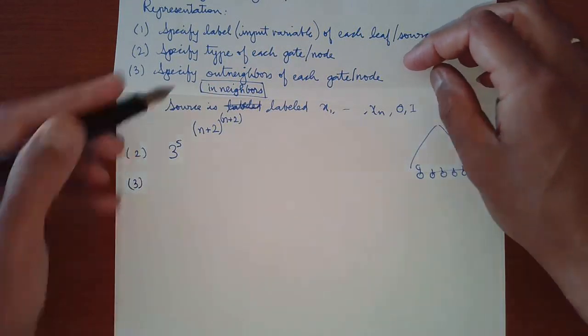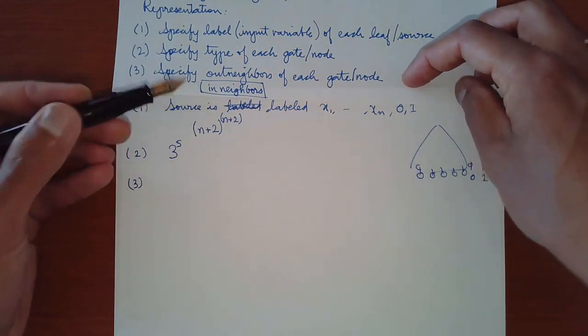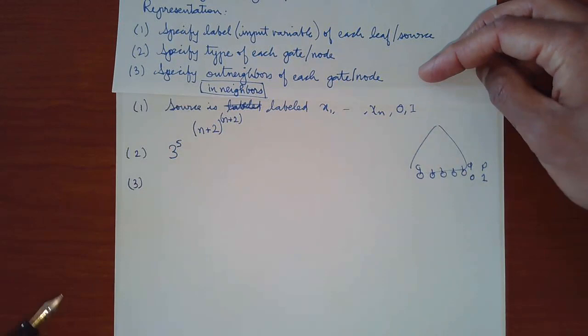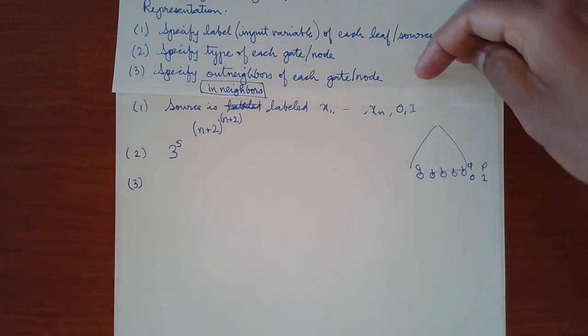Now the interesting one is to specify the out neighbors of each gate. So how many in neighbors can it have? It has 2 in neighbors at most. How many choices for the in neighbors?